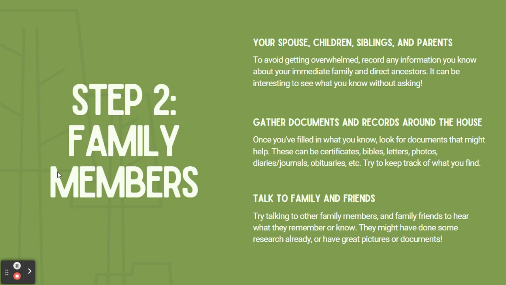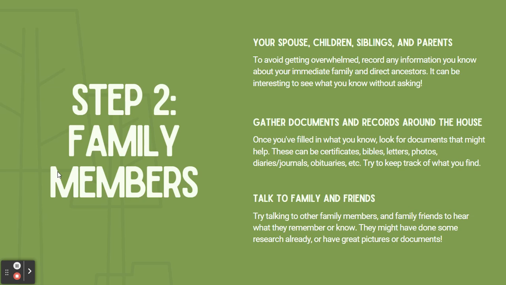So once you've started with yourself, then you can start working on your family members. So to stay focused, when you're first starting out, you probably want to focus on your immediate family and direct family members. So your spouse, your children, your siblings, and your parents. You don't really want to go right into your aunts and uncles and maybe your grandparents' siblings. Start with your immediate family, and then once you get everything for them, you can start working on more extended family. You also want to, at this point, start gathering what you have around the house.